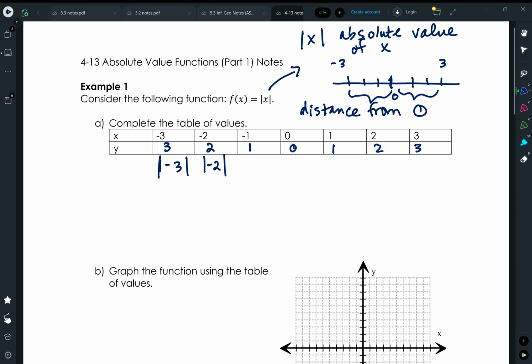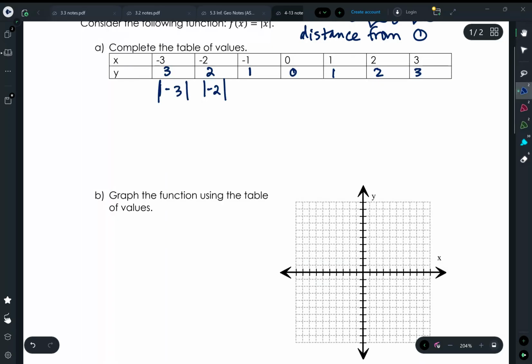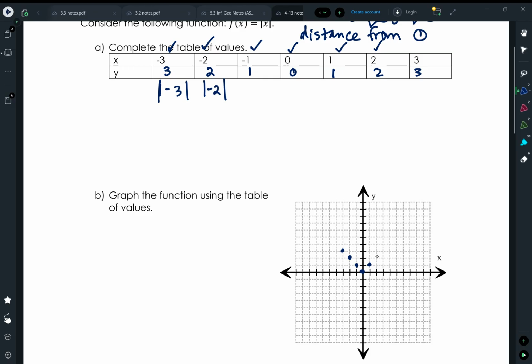So now we're going to go ahead and graph this function using the table. Looking at my table, when x is a negative 3, y is going to be a positive 3. When x is a negative 2, y is a positive 2. So I just graphed this point and I'm graphing this point. Next one is negative 1, 1. So when x is negative 1, y is 1. And then we've got, of course, 0, 0. When x is 1, y is 1. When x is 2, y is 2. And then when x is 3, y is 3. So we end up with this shape right here.